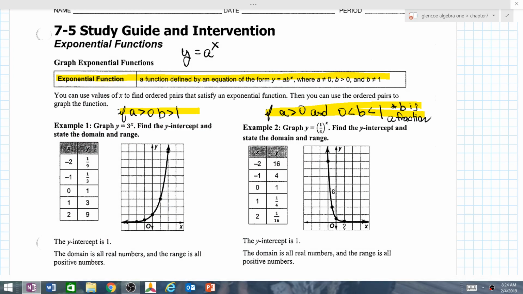An exponential function is an equation in the form y equals a times b to the x power, where a cannot equal 0 and b cannot equal 1. Okay? The equation they give us here is y equals a times b to the x. So we're going to take it nice and easy.